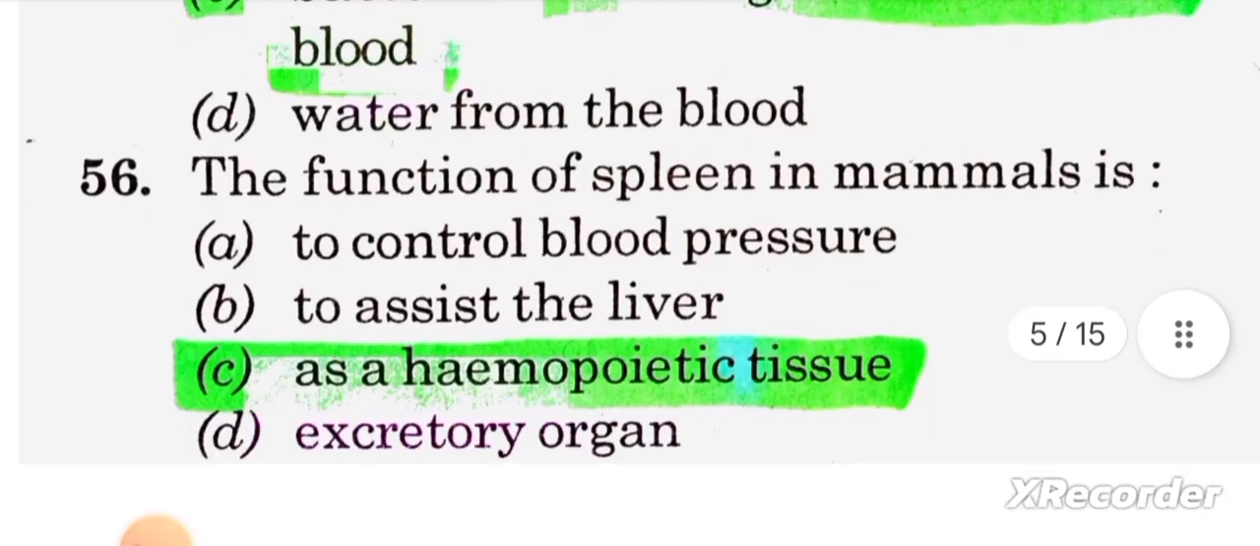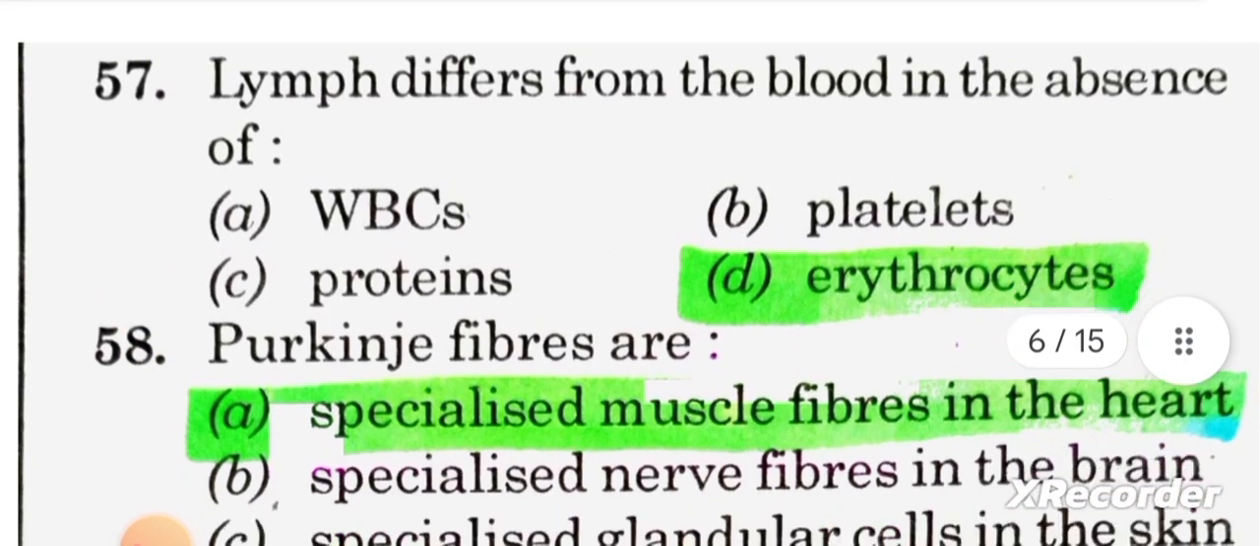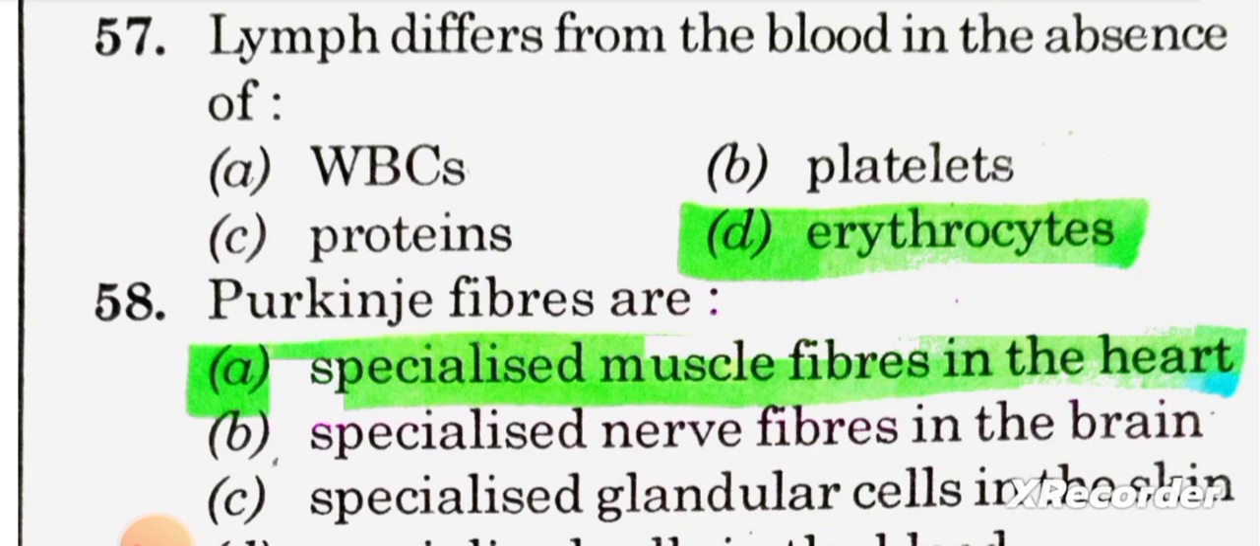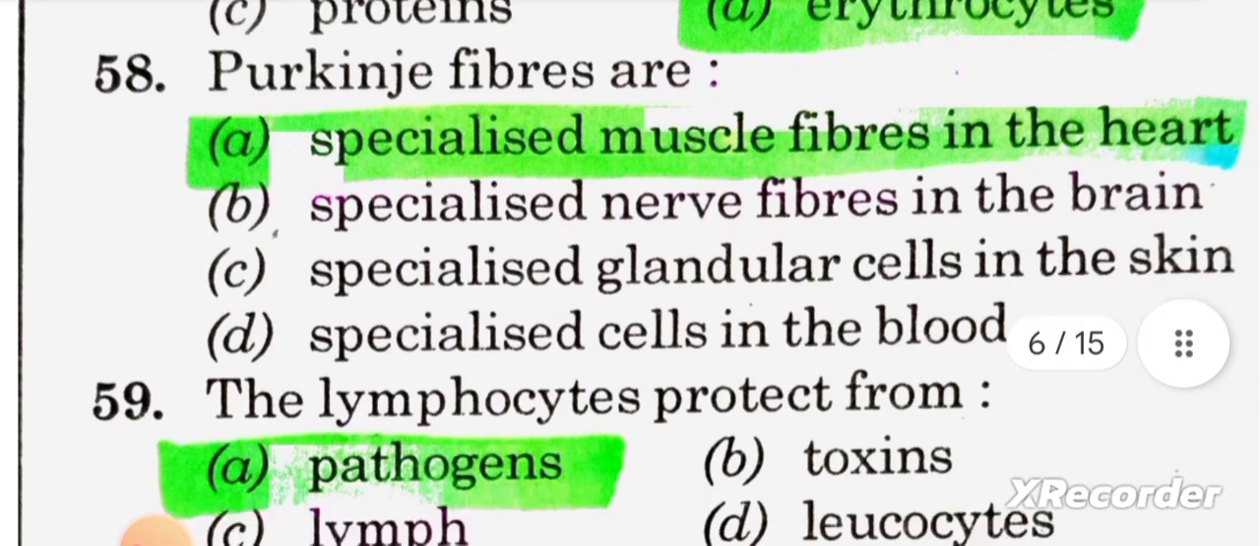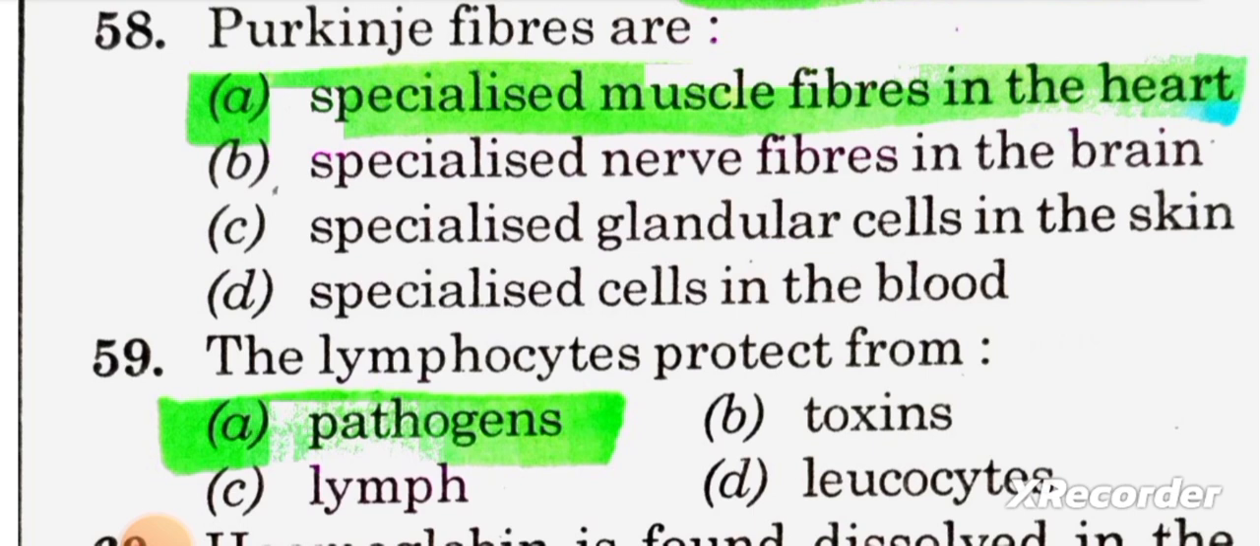Next 56. The function of spleen in mammals is answer C. As a hemopoietic tissue. Next 57. Lymph differs from the blood in the absence of answer D. Erythrocytes. Next 58. Purkinje fibers are answer A. Specialized muscle fibers in the heart.